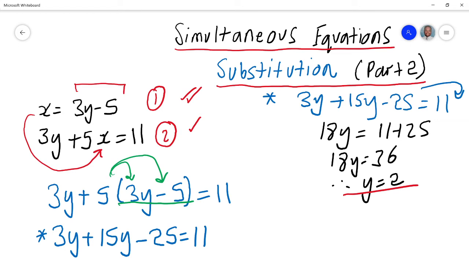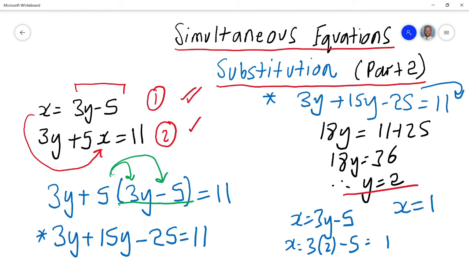All right, so I've got x is equal to 3y minus 5, and in place of y I'm going to put 2, so that's going to be x is equal to 3 times 2 minus 5, and that's going to be 1. So the value of x is equal to 1.